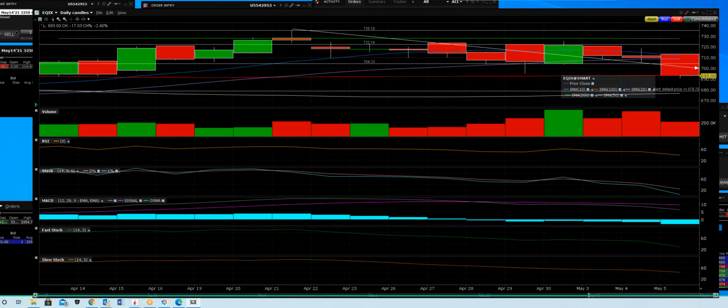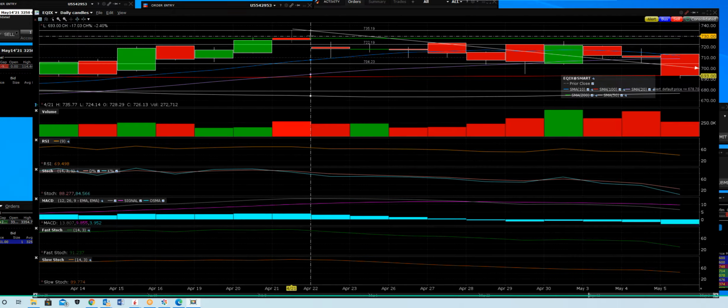TYL. We talked about that one in the downtrend. Now we're going to talk about EQIX and what the reversal top was right here. This date, by the way, will let you know exactly, and that was on 4/21.